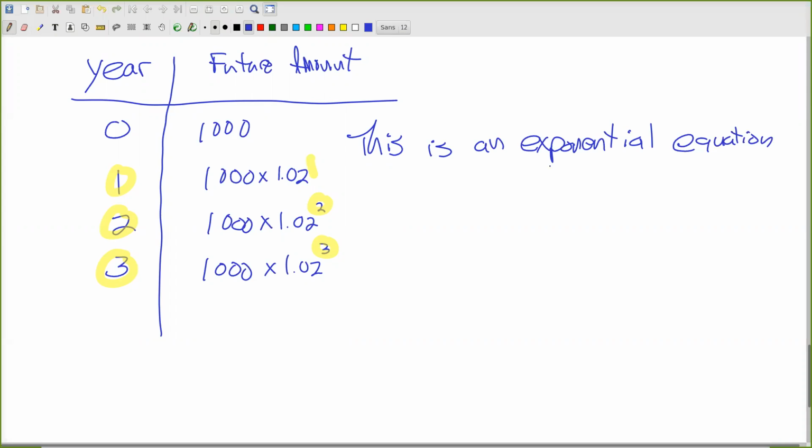It's an exponential equation because the exponent is the only thing changing. 1, 2, 3, and so on. If we then generalize and say, okay, let's put a variable for the year. Let's let the year be t. And my formula would just be 1,000 times 1.02 to the power t. So we're going to do one more example of this that's relevant to the lesson, and then I'm going to put you into the lesson.